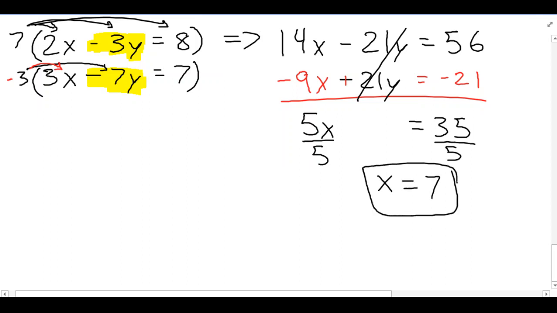All right, that's pretty much it for the end of this video. I hope that you found it helpful in doing the elimination method or the addition/subtraction method. That's pretty much it for this section.